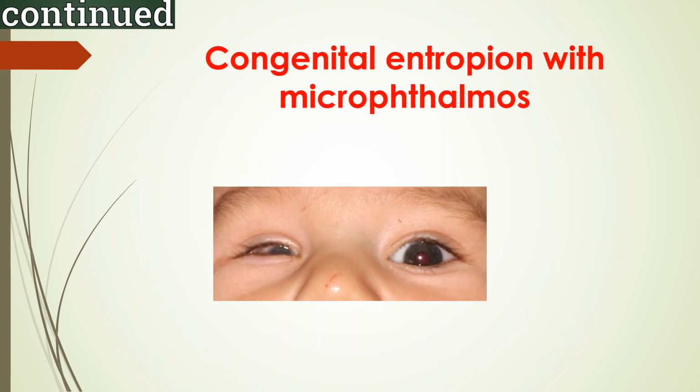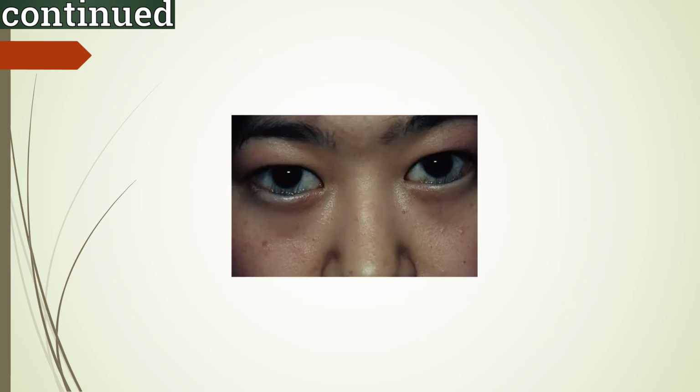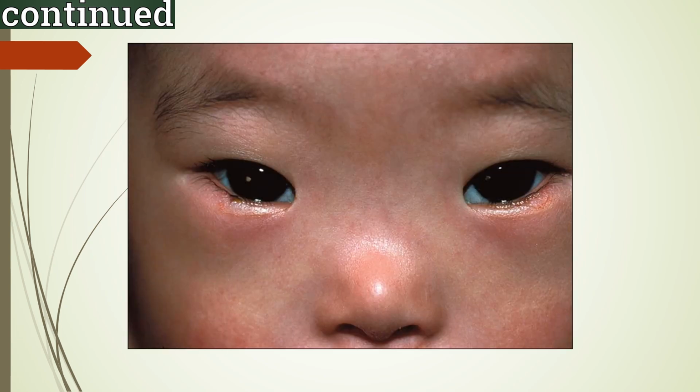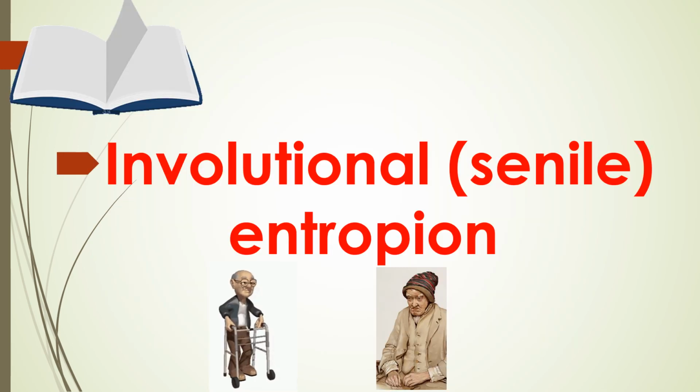This is an example of a congenital entropion with microphthalmos. Another example of congenital entropion. A third example of congenital entropion. Sometimes it may be involutional or senile.